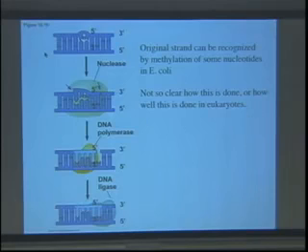It's not so clear how this is done in eukaryotes. There's a couple of mechanisms that are thought to exist. One is that there actually are these nicks in the new strand of DNA that ligase is still fixing, and so when it detects those, it knows that that's the newer strand of DNA, okay?